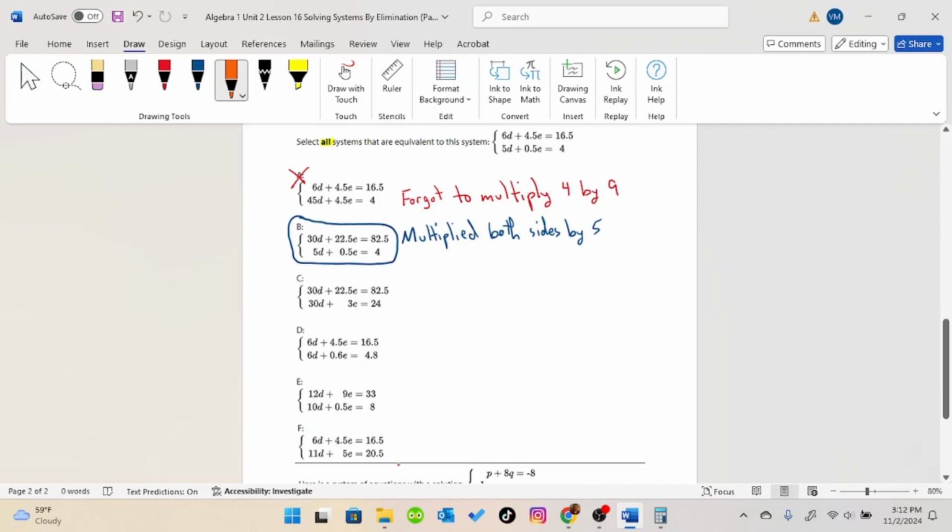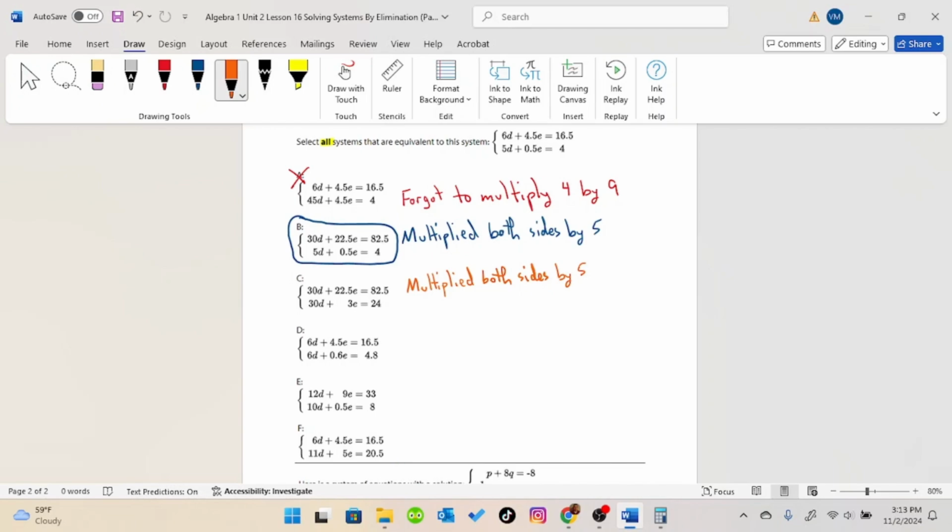Next, we can look at C. They went from 6D to 30D, so they multiplied by 5. They went from 4.5E to 22.5E, so again they multiplied by 5. And they went from 16.5 to 82.5, so they multiplied everything by 5. So we're good on the top one.